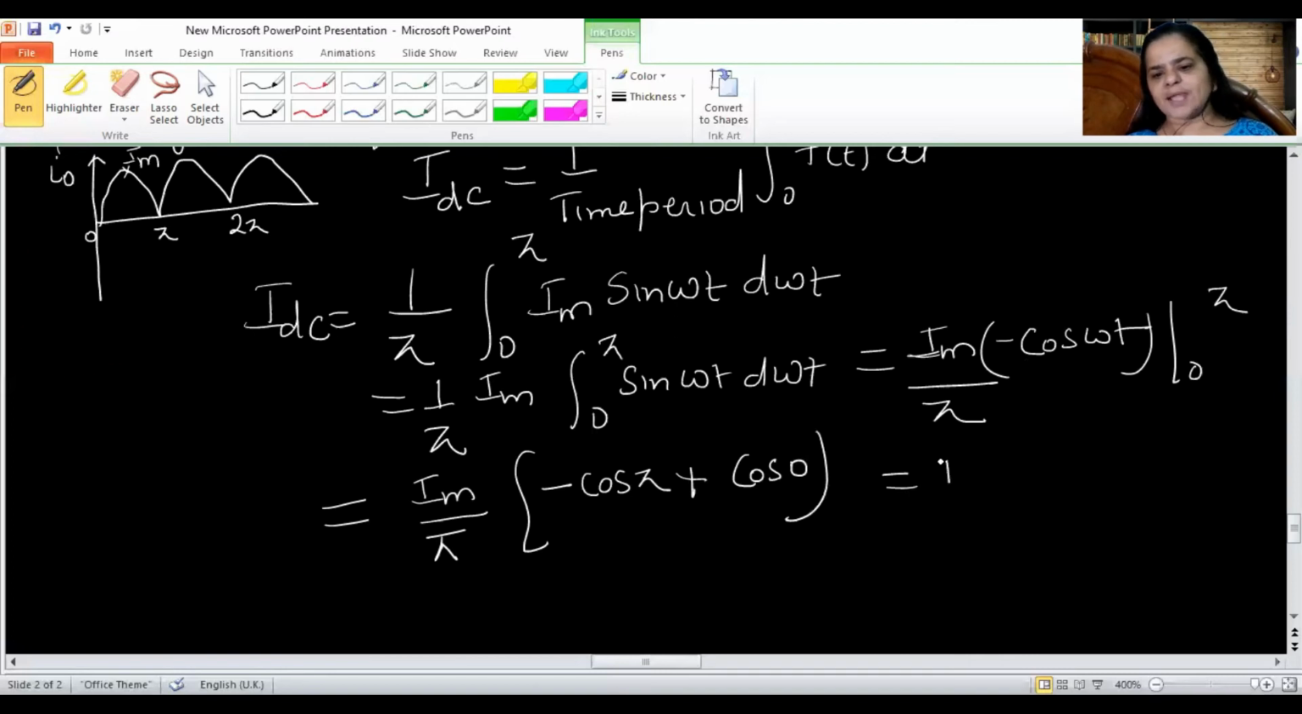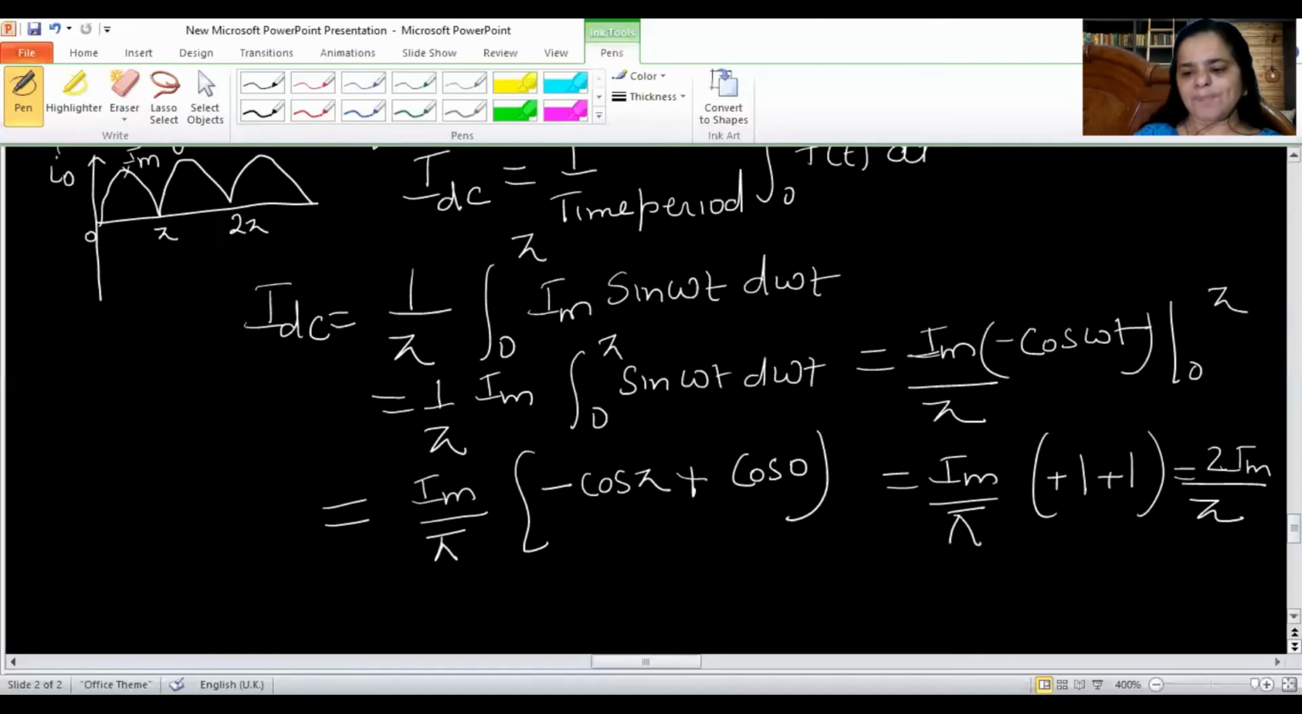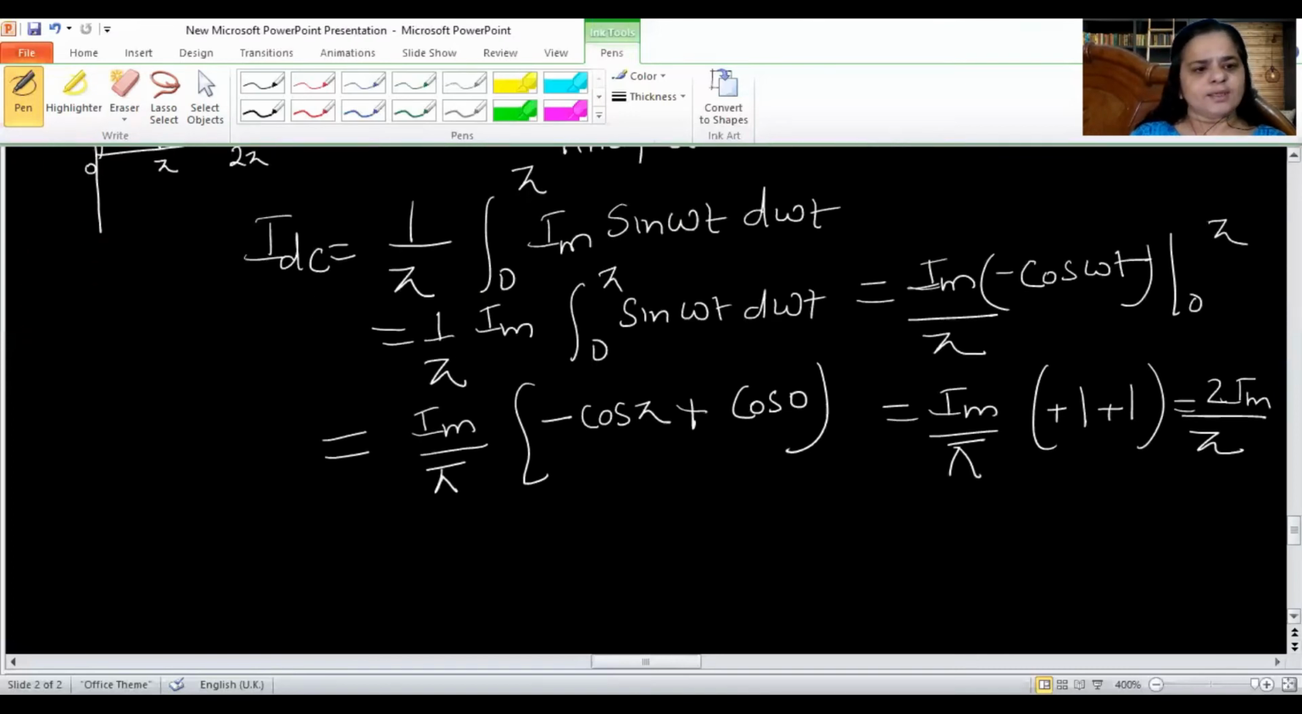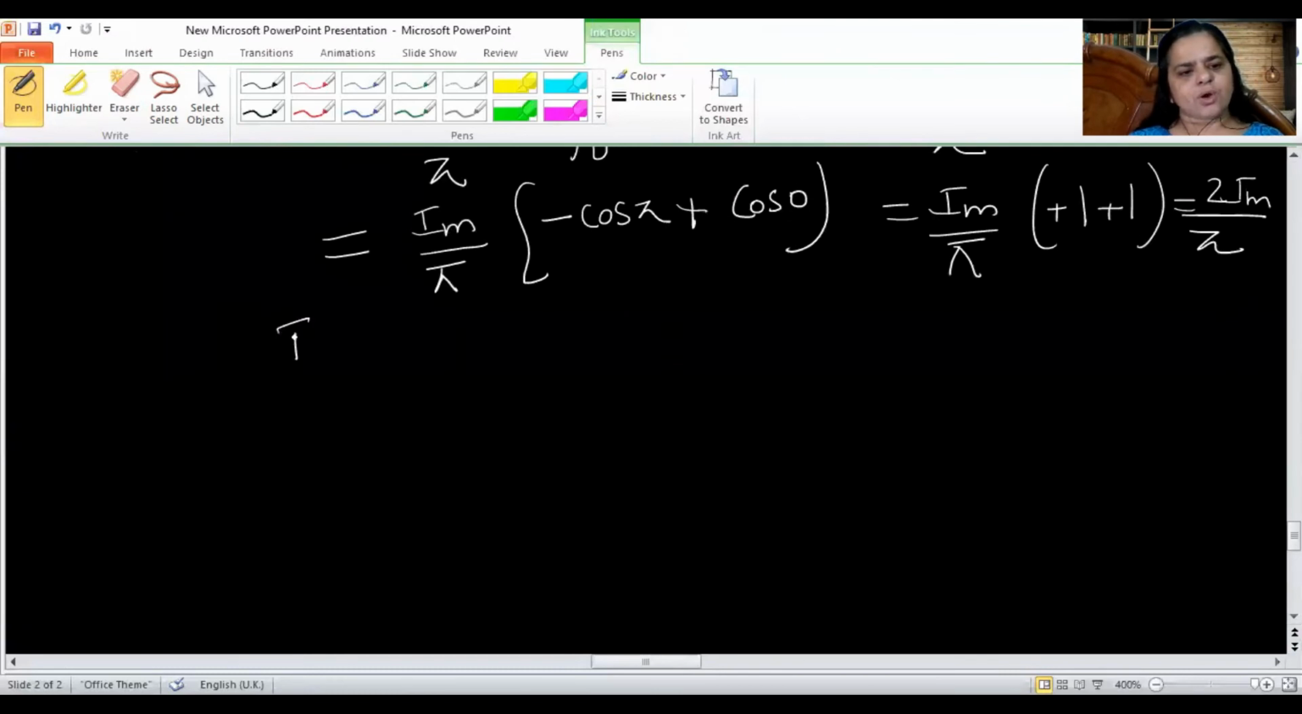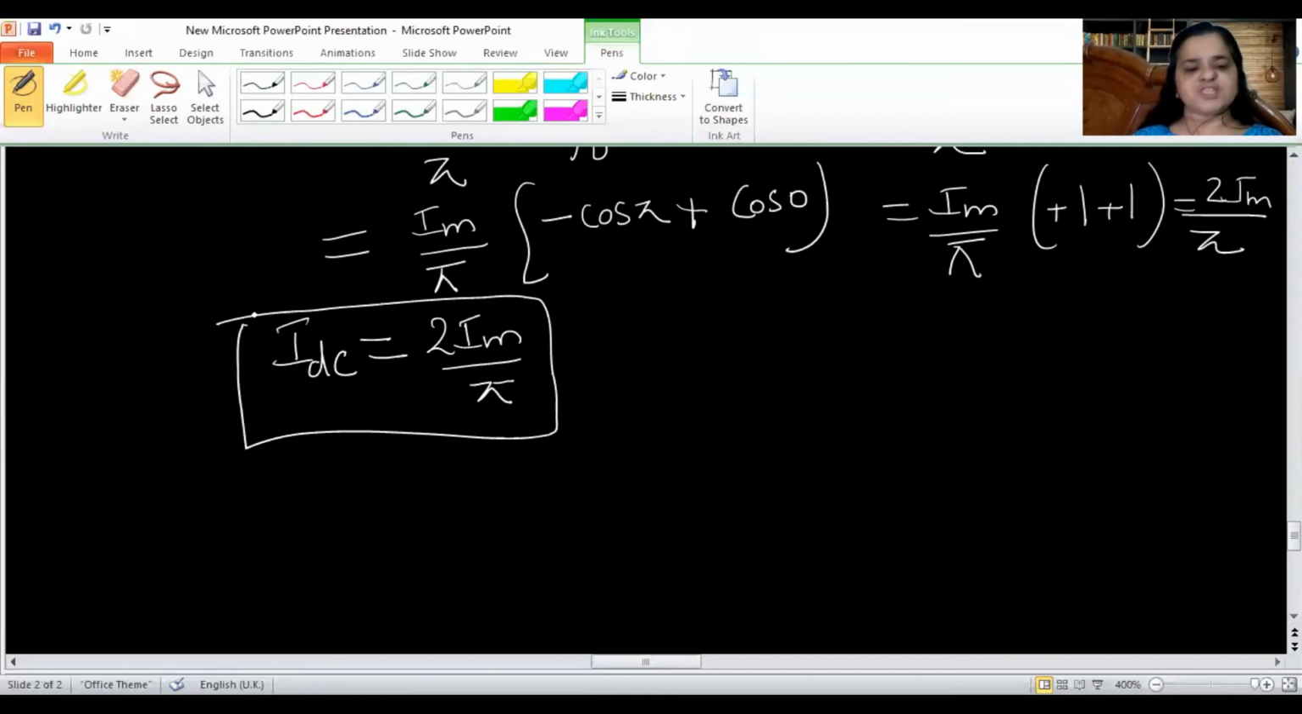So what I am going to get? Im upon pi. What is minus cos pi? That is minus 1, and 1 minus is already with minus cos pi, so it will be plus 1, and cos 0 is also 1, so the value will be 2 Im upon pi. So finally, the average value of load current for a full wave rectifier is 2 Im by pi. So this is the first parameter which we have calculated for a full wave rectifier.